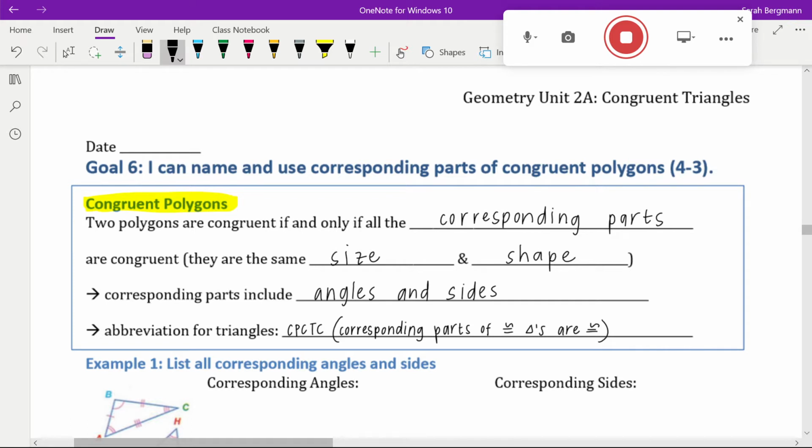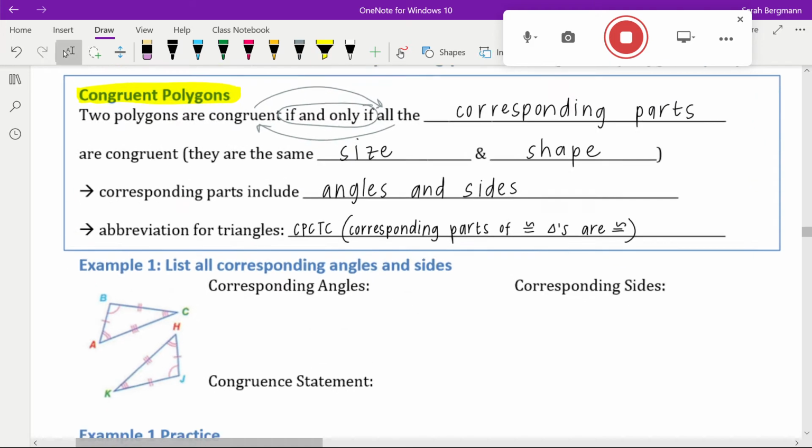The abbreviation for triangles is CPCTC. This stands for the corresponding parts of congruent triangles are congruent. Since this is an if and only if statement, it means that it goes both ways. So if two polygons are congruent, then all the corresponding parts are congruent. And also if all the corresponding parts are congruent, that means that the two polygons are congruent.